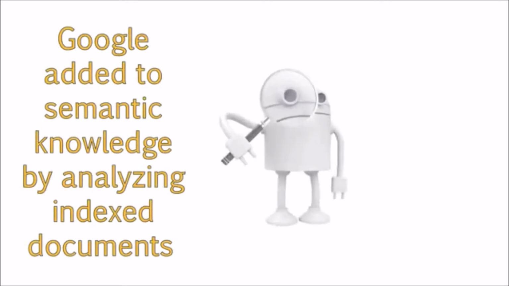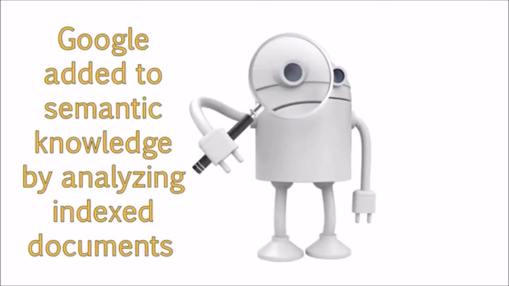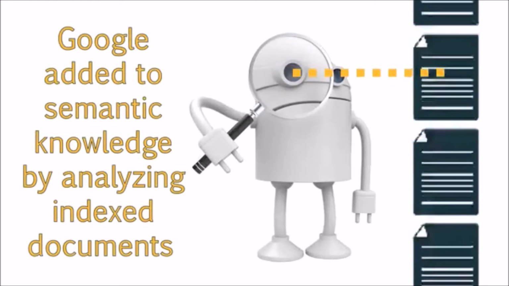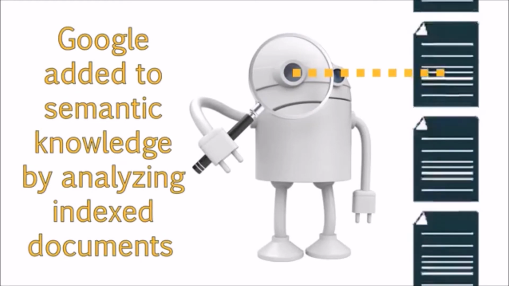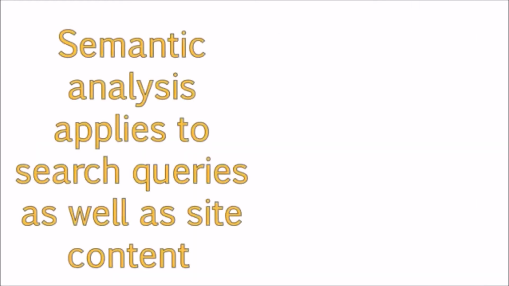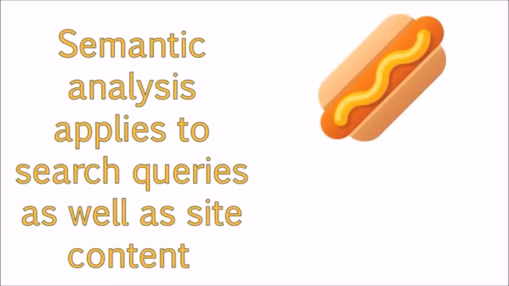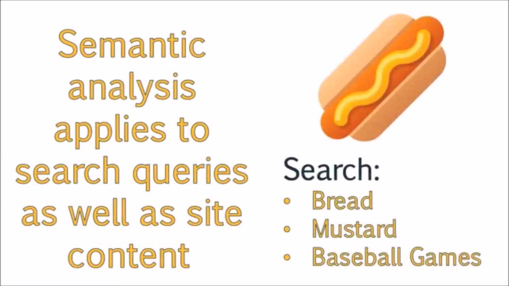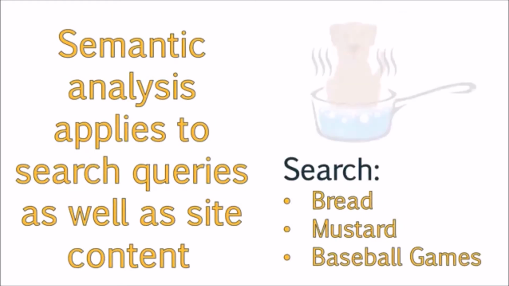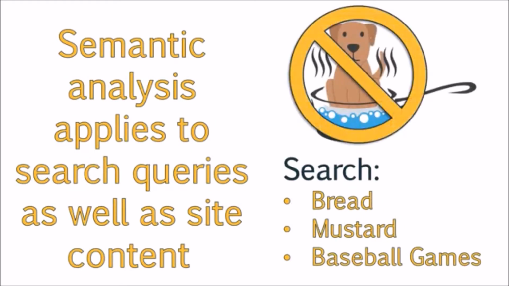Google began to slowly add to its knowledge base of semantic relationships. As Google analyzed the billions of documents in its index, it also analyzed words that were close to each other. Hot dog would be found in searches that also contained bread and mustard and baseball games, and not recipes about cooking your dog. We can see this improvement in search today.